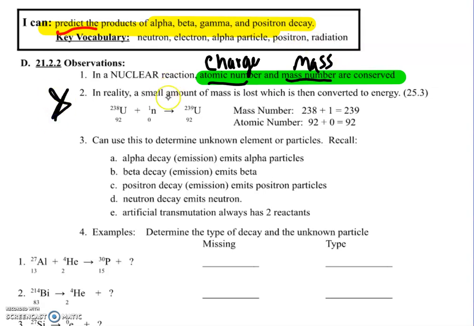In reality, a small amount of mass is lost, which is then converted to energy. And that also can be a way that we get heat out, light out. Maybe some of that will be the gamma radiation.